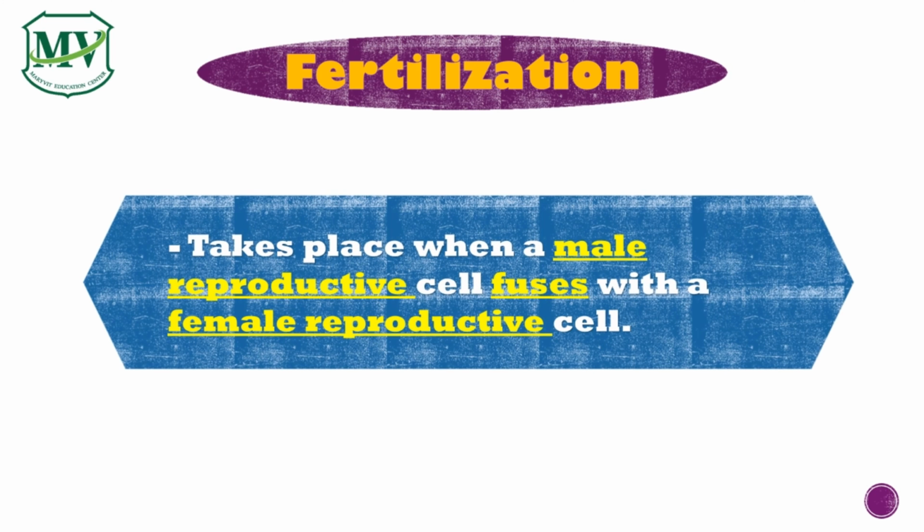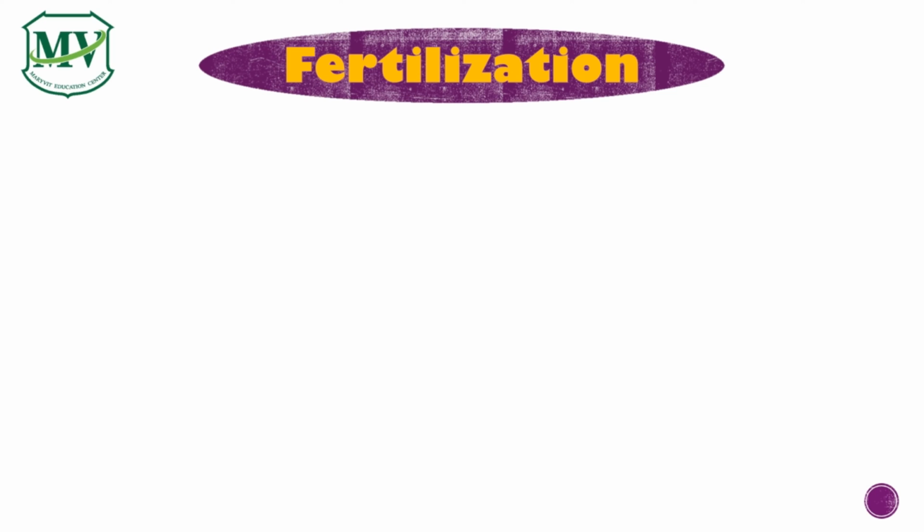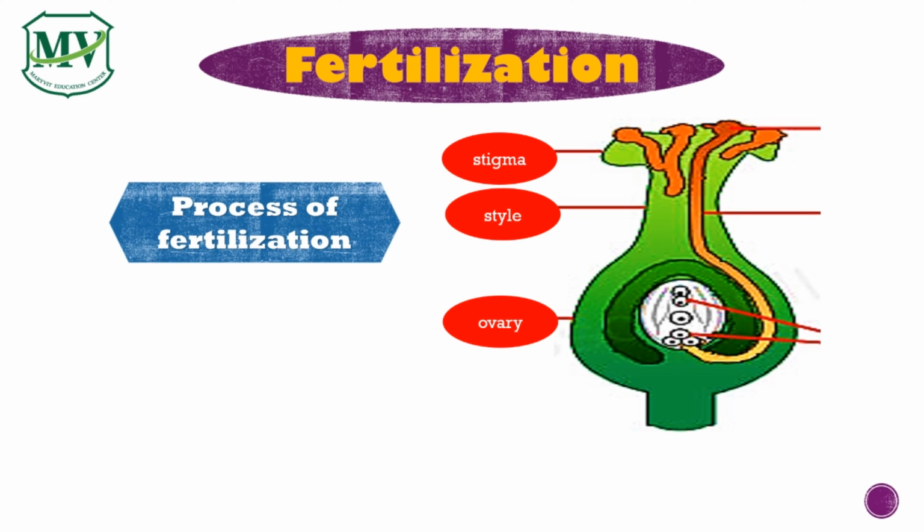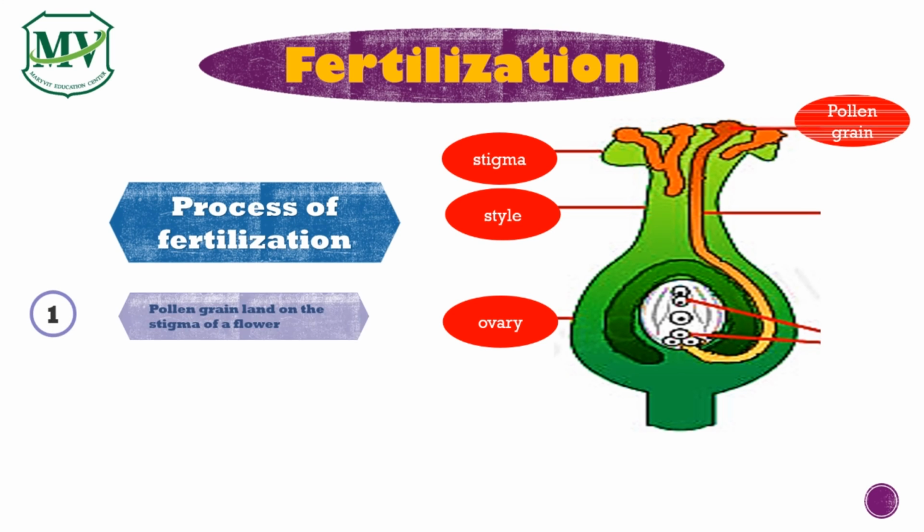Fertilization takes place when male reproductive cell fuses with the female reproductive cell. Fertilization happens after pollination or after the pollen grain is transferred from the anther to the stigma. And this is what happens during fertilization.